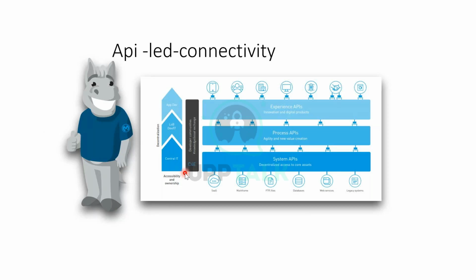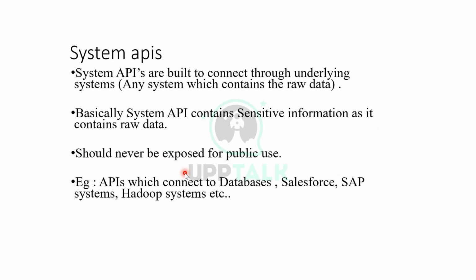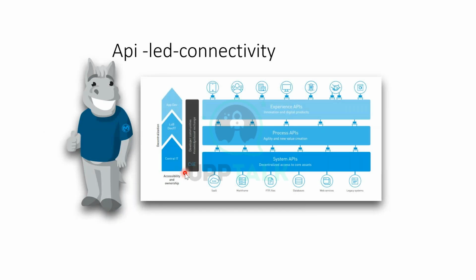MuleSoft has provided an architectural style called API-led connectivity. Here what they are claiming is: split your API into three parts. Make your experience API, the process APIs, and system APIs. What do system APIs do? They are just for connecting the data. These are APIs which connect databases, Salesforce, SAP systems, Hadoop systems. You can see here in our diagram, this one is connecting to the system.